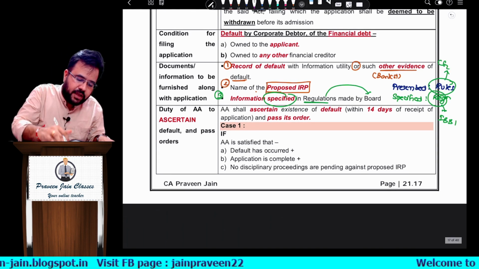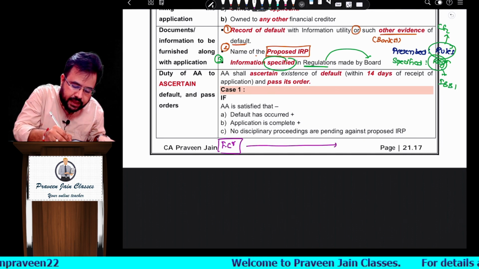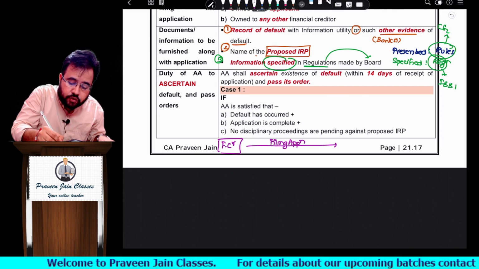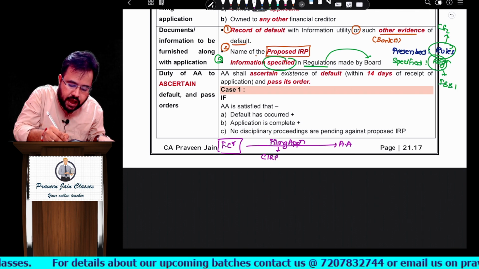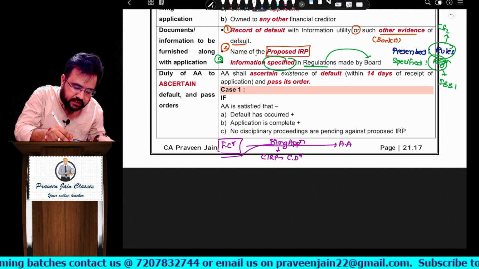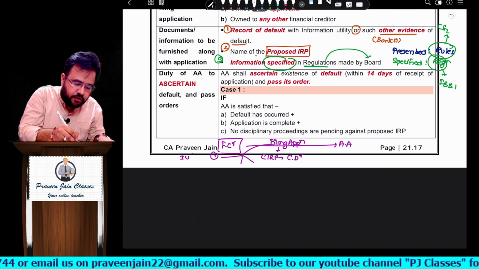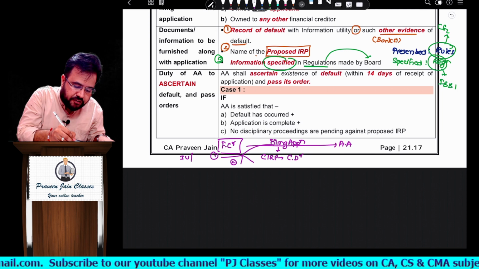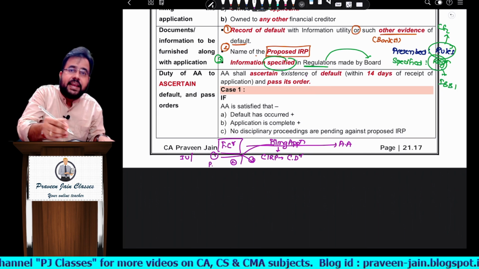So here, what is the word I'm using, sir? Sir, the financial creditor is filing an application. Filing an application with whom, sir? AA. Why, sir? To initiate CIRP against the corporate debtor. While filing the application, we have to give three things, sir. What are those, sir? One is the record from the IU showing that there is a default, or some other evidence showing that there is a default, sir. Second, we have to give the name of our proposed IRP, sir. Third, all other documents which are specified in the IBBI regulation.